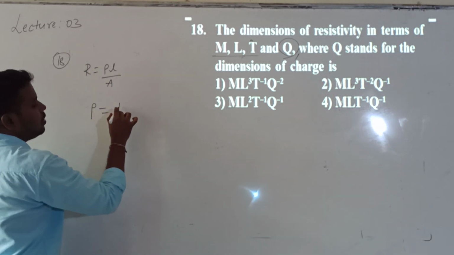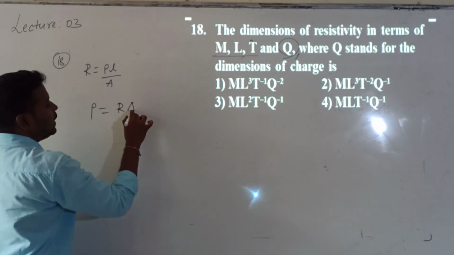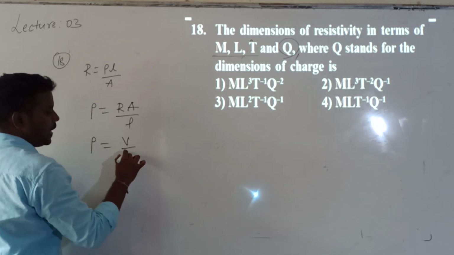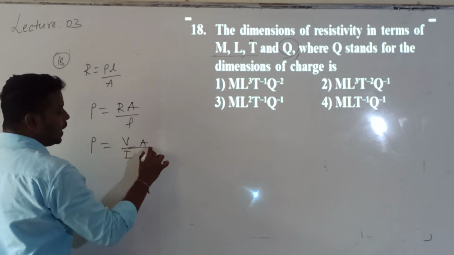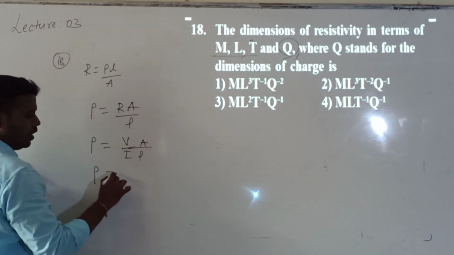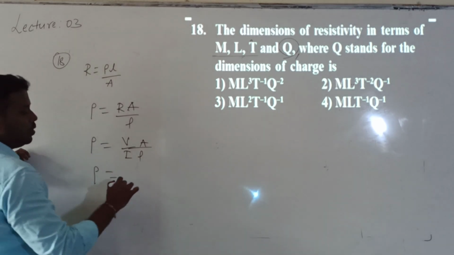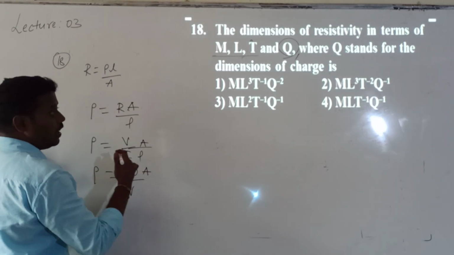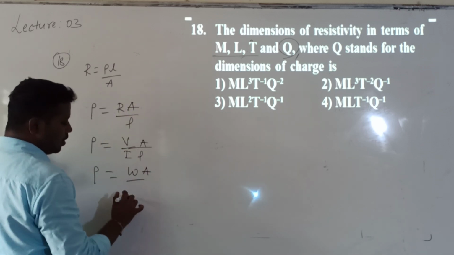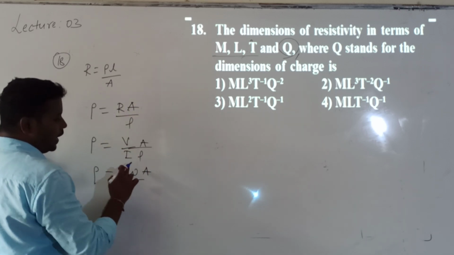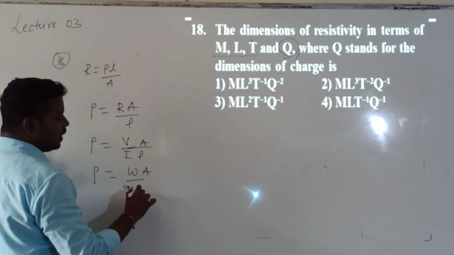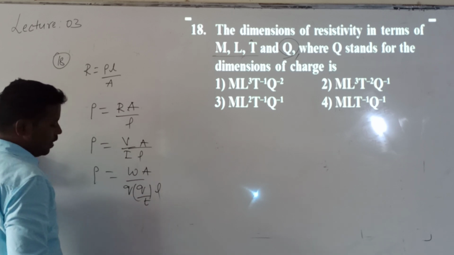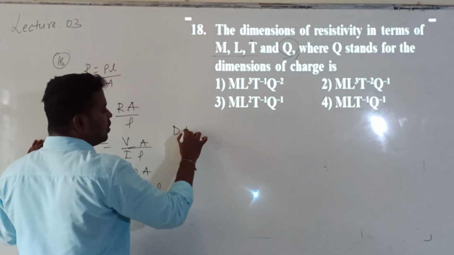So rho is equal to R into A divided by L. Rho is equal to R, which is V by I, into A by L. Rho is equal to V, which is W by Q, into A by I. Current, because we want it in terms of charge. So W by Q into, current dimensional formula I is equal to Q by T, into L. Now can I write the dimensional formula of rho?